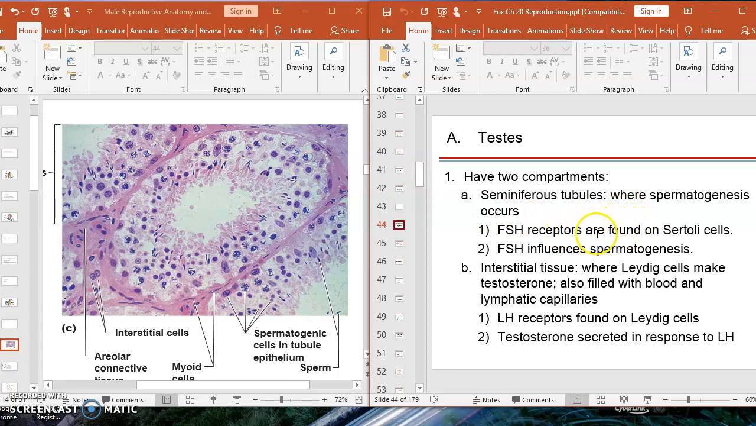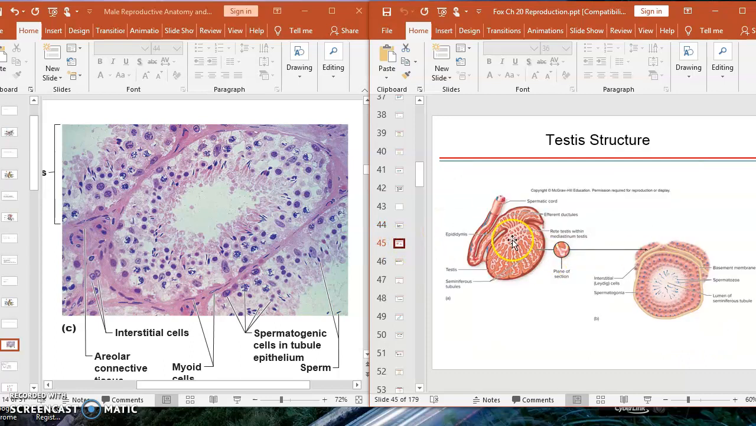The Sertoli cells have FSH receptors, and FSH influences spermatogenesis. It does not cause it, but it influences because testosterone is highly important. Without FSH, you still could do spermatogenesis, but not to the same efficacy. You also have interstitial cells, known as the interstitial cells of Leydig, and they make the testosterone. On the interstitial cells, you have the LH receptors. So the LH receptors are on those cells, and that's what causes the production of the testosterone. Okay?